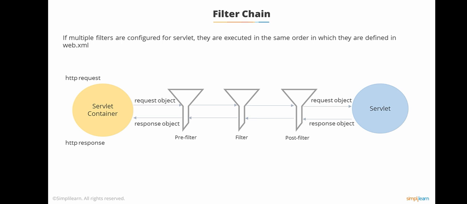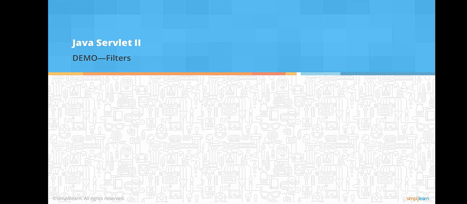If multiple filters are configured for servlets, they are executed in the same order in which they are defined in the web.xml. So here we have the HTTP request, the servlet container, the request object is created, one filter is set up as a pre-filter processing, then the second filter picks up the request, finally the post filter, and the data is received by the servlet. The response object again goes through the same set of filters, and finally the HTTP response is sent out to the client. This is called filter chaining, where multiple filters can be set up one after the other and they will execute in the order that they are defined.